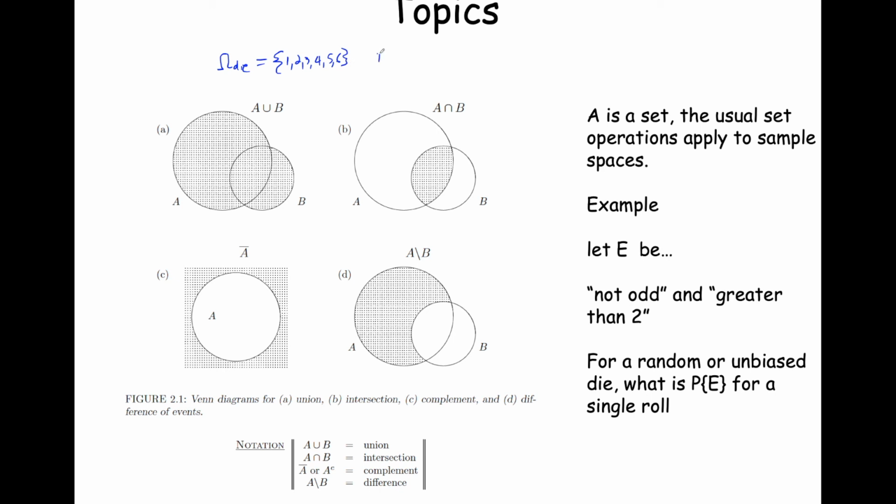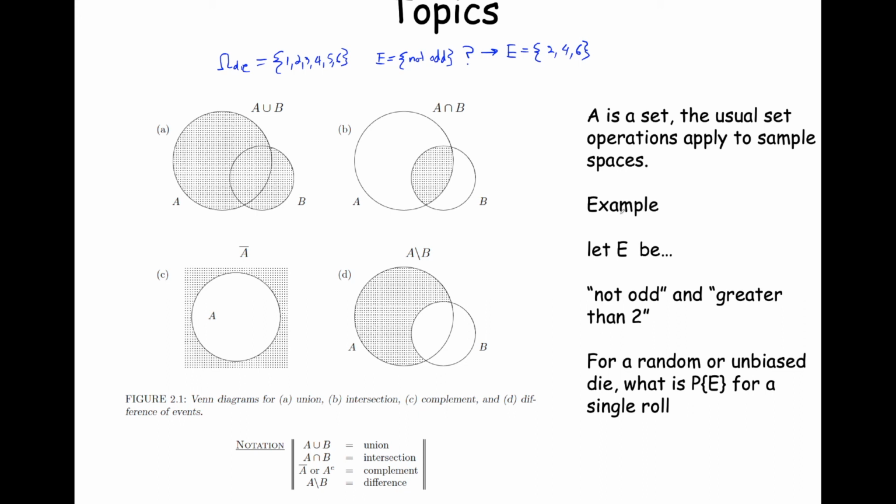So if we said our event E is equal to the set corresponding to not odd, well, what does it mean to be not odd? Well, let's think about this. If you're not odd, that means that you must be even. So this event E, not odd, must correspond to those outcomes of the die roll that are even. So that would be 2, 4, 6. There's our event called not odd.